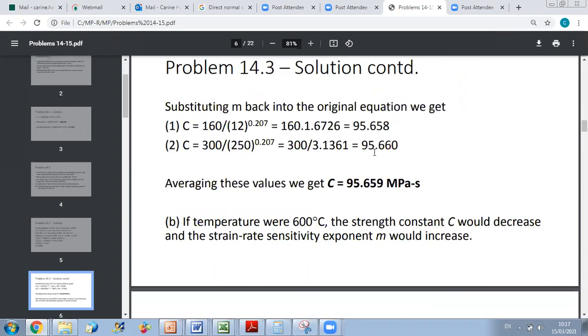So they get 2 values of C, but the values are very close. So you can take an average value if you want, or you can just replace in one of the 2 equations because the error is small between the 2 values.